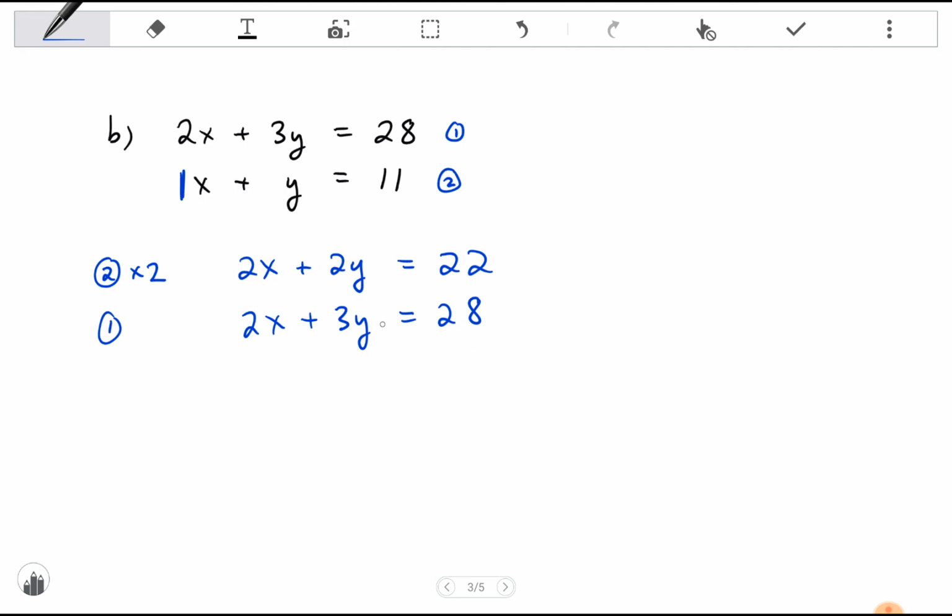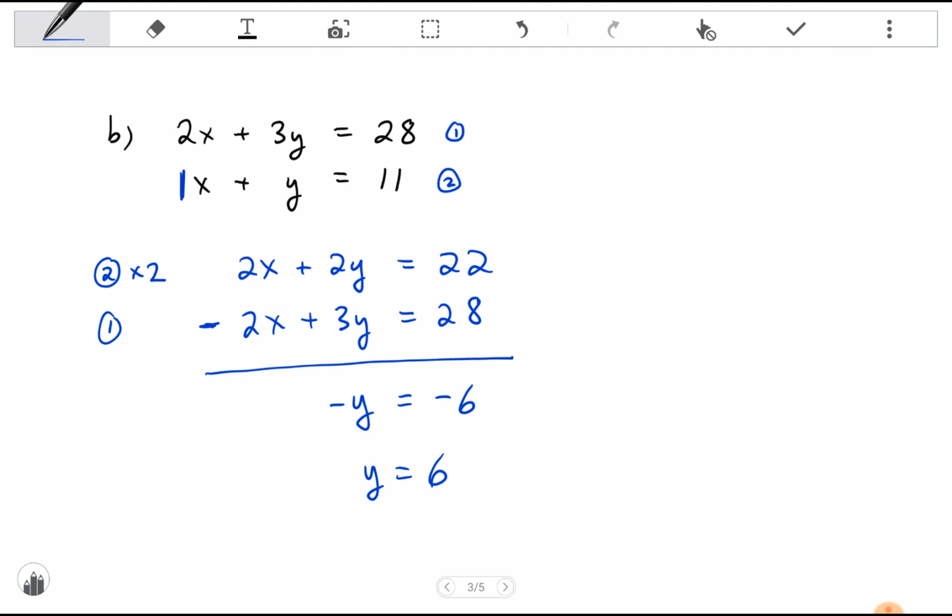Now, what we have are two equations where the value in front of the x is the same. So we're going to subtract one from the other. We're going to subtract this whole equation from this entire equation. So 2x minus 2x, we'll do this term by term. 2x minus 2x, well, those are gone, and that was the whole point. That's how this elimination method works. Here we have 2y minus 3y, so that's a negative y. And here we have 22 minus 28, so that's a negative 6. So if we multiply each side by negative 1, we'll get y equals 6.